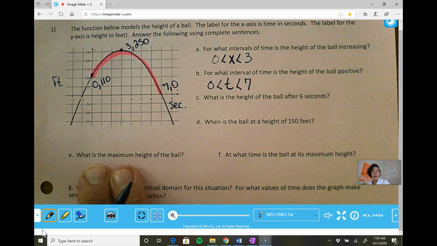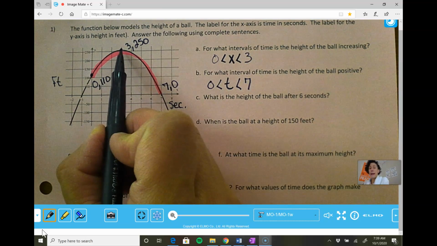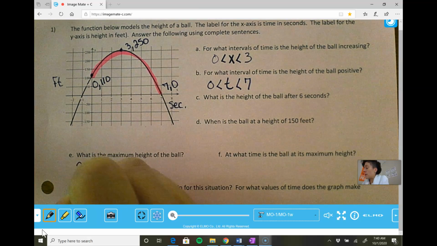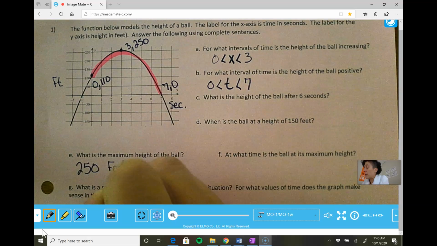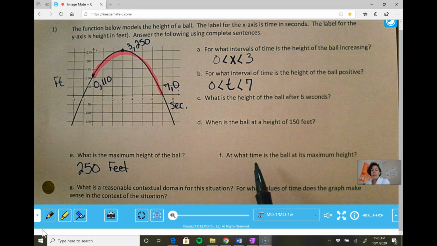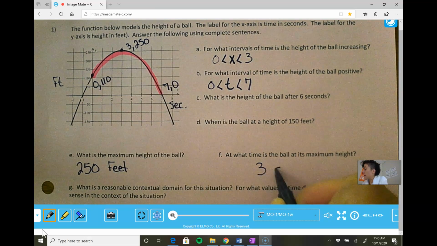Let's talk about E. What is the maximum height of the ball? So this is something, the maximum height is where it's turning. So we're going to say 250, and make sure you label your answers here. And at what time is the ball at its maximum height? I'm going to say 3 seconds.